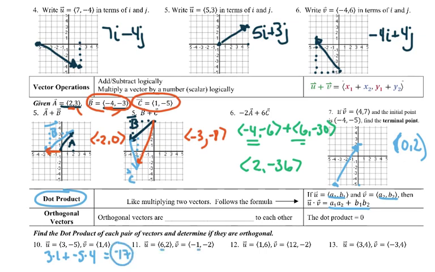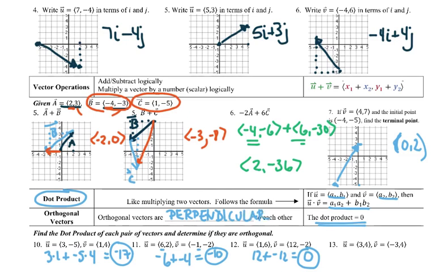Here, 6 times negative 1 is negative 6, plus 2 times negative 2 is negative 4, is negative 10. That's all it is. Now here, 1 times 12 is 12, plus 6 times negative 2 is negative 12. That answer is 0. If the dot product is 0, this means these vectors are perpendicular. I don't have room to draw the picture, but you'll draw one on the homework and see they are perpendicular to each other. If the vectors have a dot product of 0, they're perpendicular.